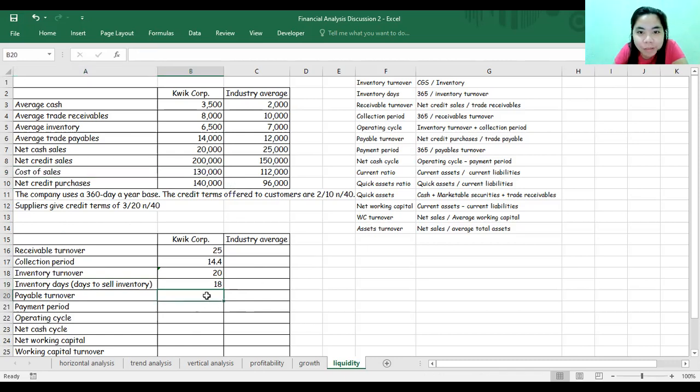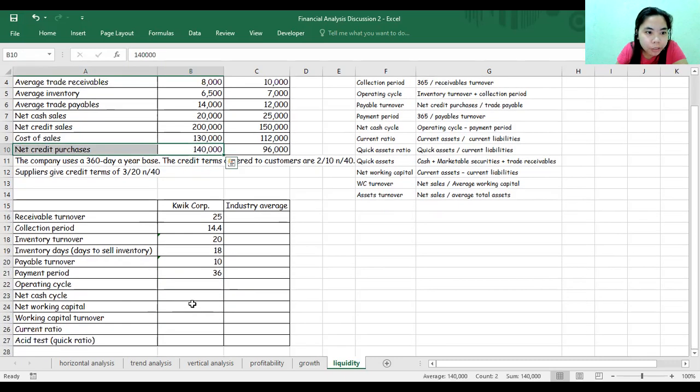Payable turnover. Payable turnover is your net credit purchases divided by your trade payables. You bought through credit, so net credit purchases versus your trade payables, divided by your average trade payables. So it's 10. Payment period is 360 divided by your payable turnover. So you paid 36 times in order to pay off your 140 net credit purchases.